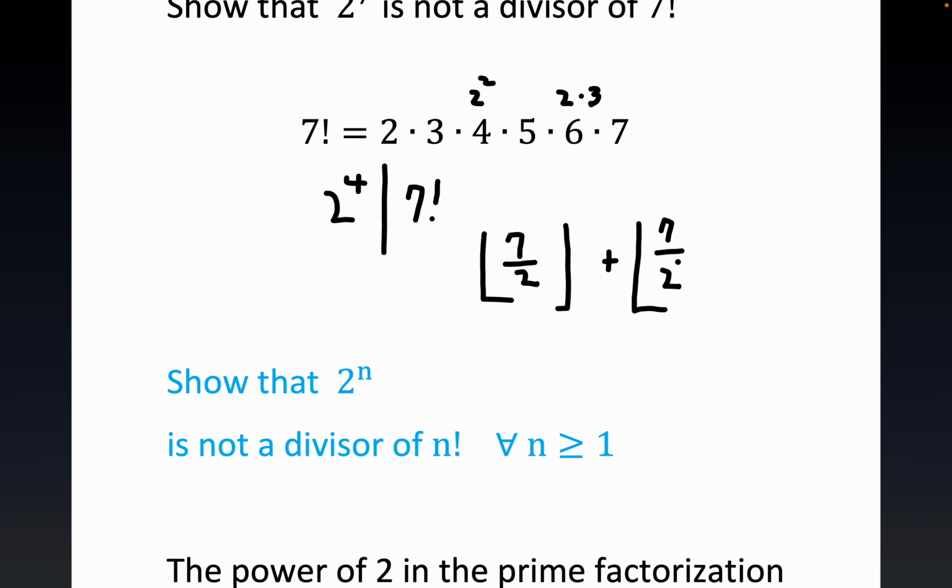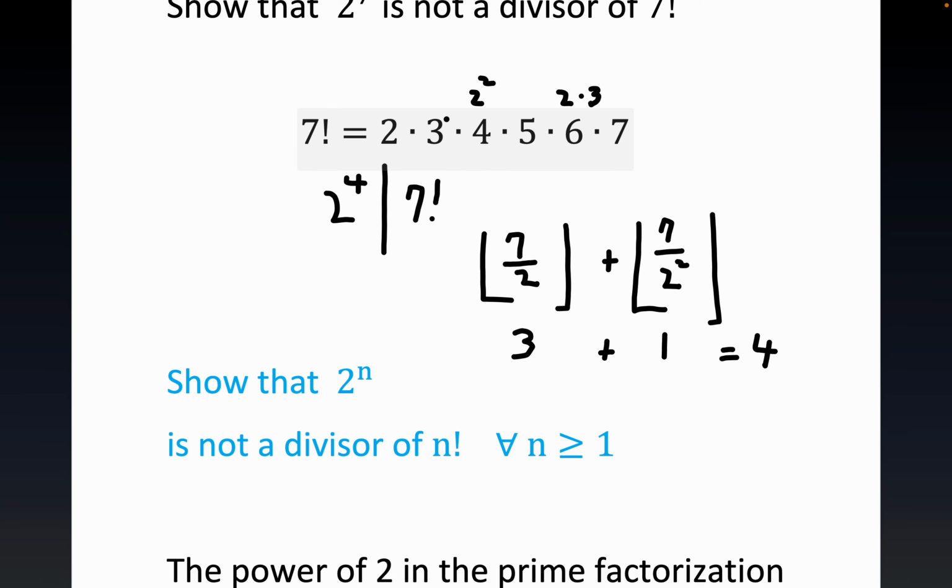Okay, now notice that this part right here is equal to 3, right? 7/2, the floor of 7/2 is 3 1/2. You chop off the fraction, you get 3. Now right here, 7 divided by 4 has a floor of 1, right? The greatest integer less than or equal to 7/4 is 1, right? So notice that the 3 plus the 1 equals the 4 that you see right here that we just manually counted, right?